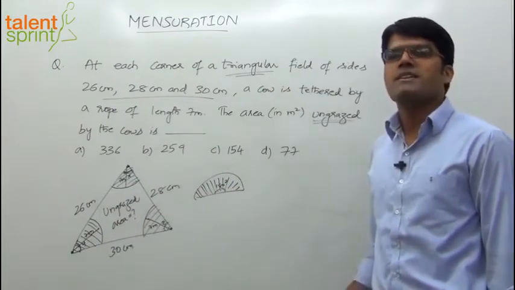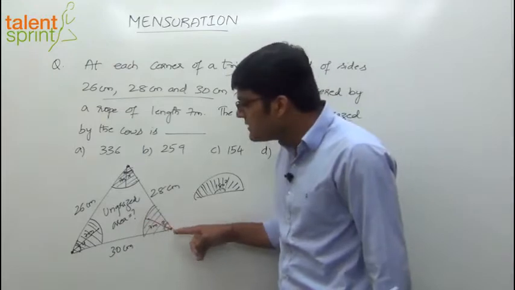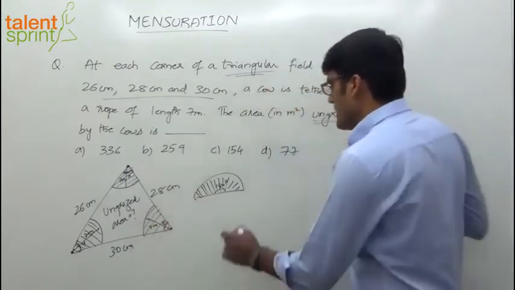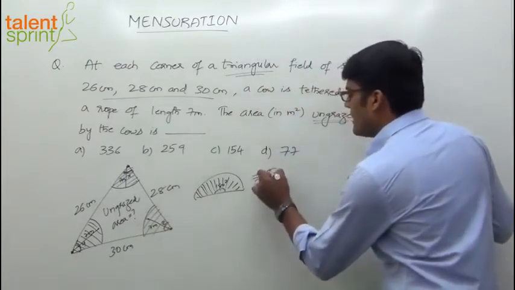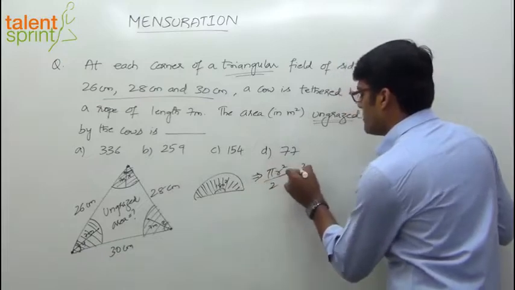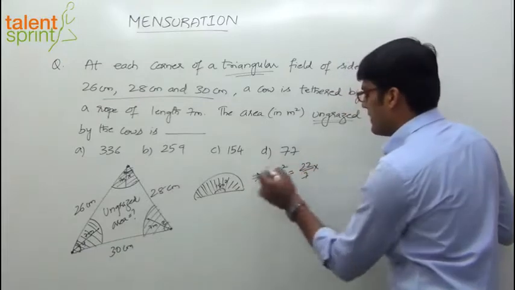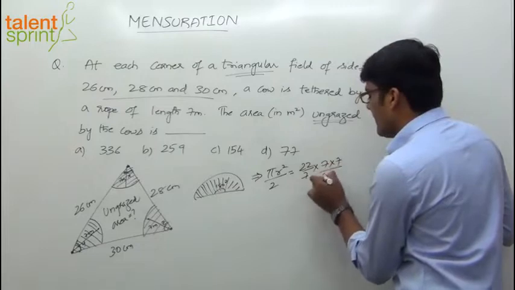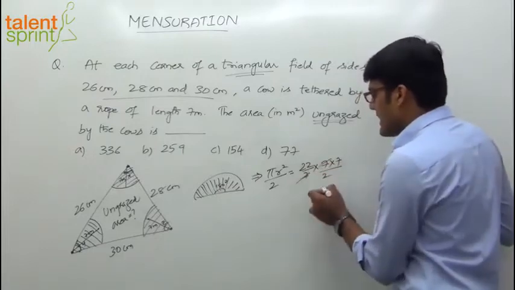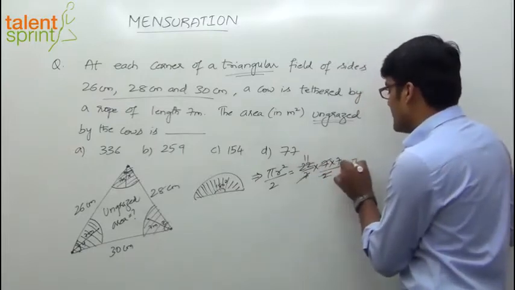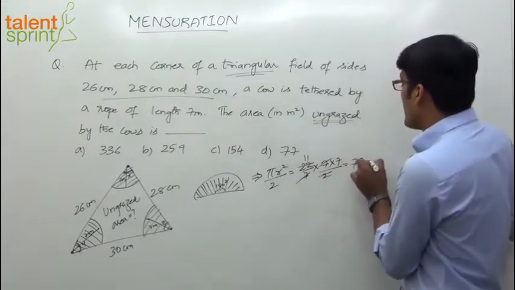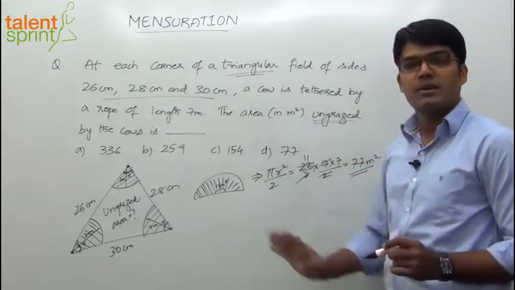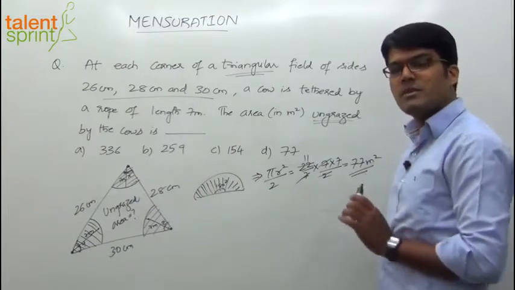How do you do that? Pi r square by 2. What is r here? The length of the rope, 7 centimeters. So the area here will be equal to pi r square by 2, which is 22 by 7 into r square. The radius is 7, so 7 into 7 divided by 2. Simplify, 7 gets cancelled. This is 11 times 7, 77. So 77 meters squared is grazed by the cows. All the three cows together, 77 meters squared is grazed.